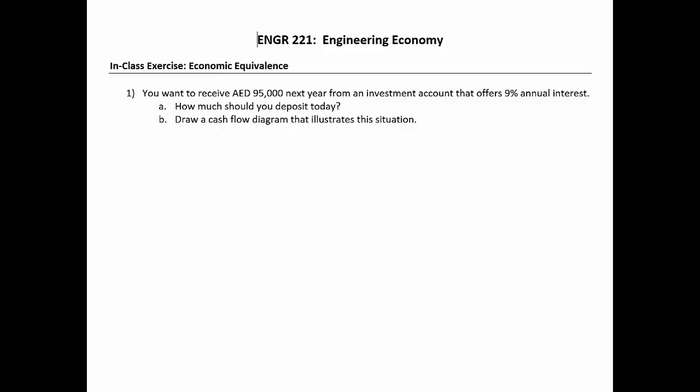All right, so let's take a look at the in-class exercise for today, economic equivalence. In this first problem, we know a fixed amount that we want to receive next year. So we want to receive AED 95,000. By the way, that currency is dirhams. It's the currency of the United Arab Emirates. So we want to receive 95,000 of them next year from an account that's paying 9% annual interest. And so what you're going to be solving for in part A is how much do you want to deposit today if the final amount, meaning the interest and the principal together combined, is equal to 95,000. And then in part B, draw a cash flow diagram that illustrates this situation from your perspective.